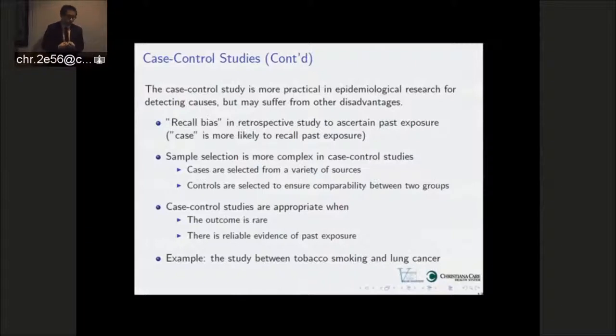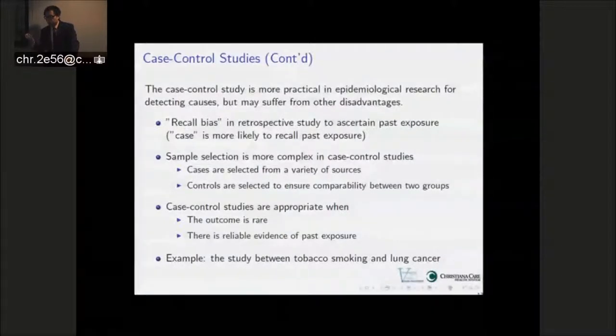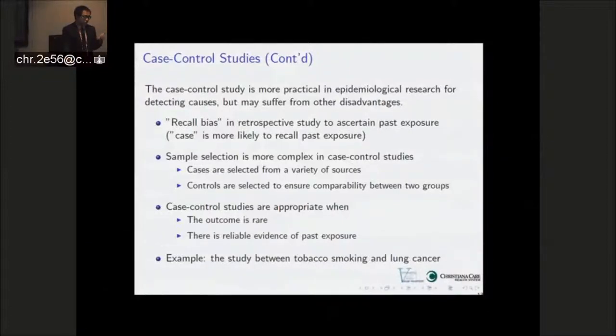But it may suffer from other disadvantages. The most important disadvantage is called recall bias. As we know, all the exposure is collected based on patient recall, and it may contain a lot of errors or bias. Usually people believe patients in the case group are more likely to recall past exposure. I think it makes sense because a patient who has a disease may pay much more attention to their risk exposure, or may more correctly recall their past.